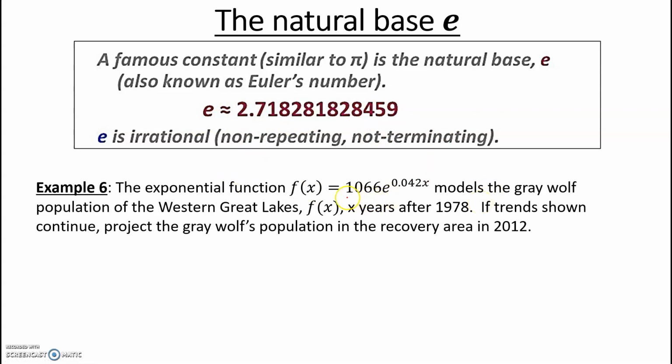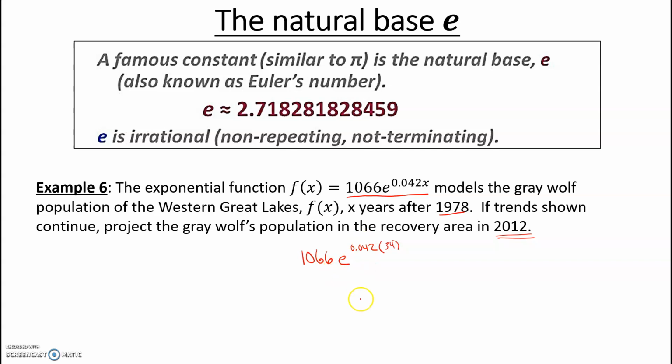So this is talking about this exponential function represents the gray wolf population, X years after 1978. If trends continue, we want to project the population in 2012, which already happened, but this book's a little out of date here. So we're going to type it in, 1066, and again, E is a button on your calculator, to the 0.042. And then X is your number of years after 1978. So from 1978 to 2012 is 34 years.